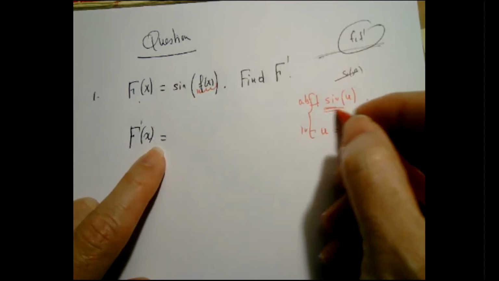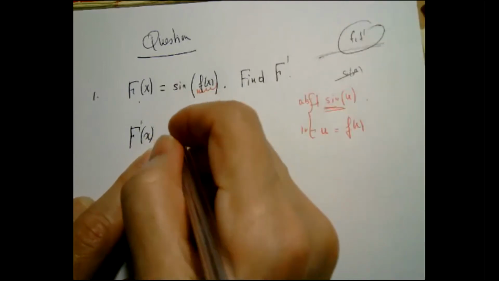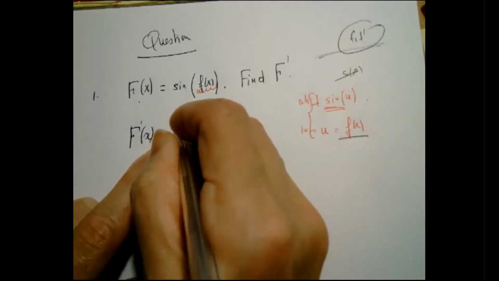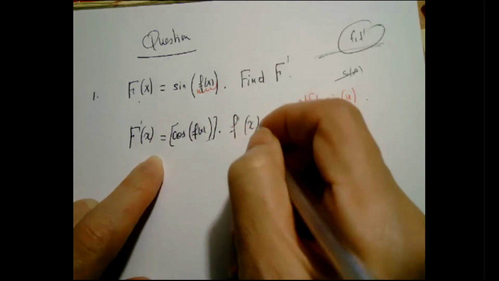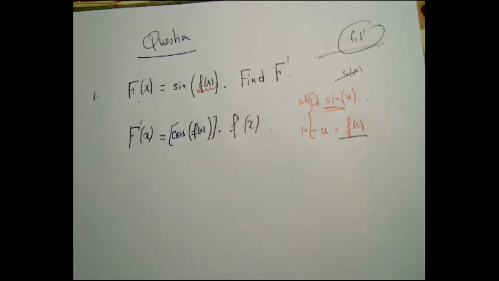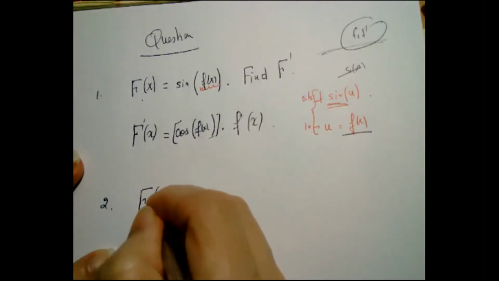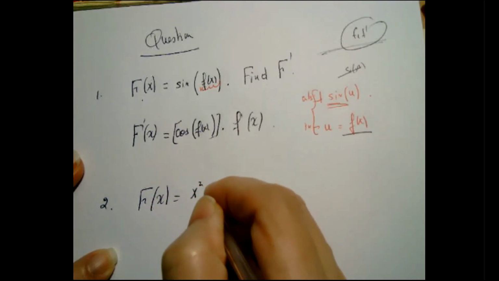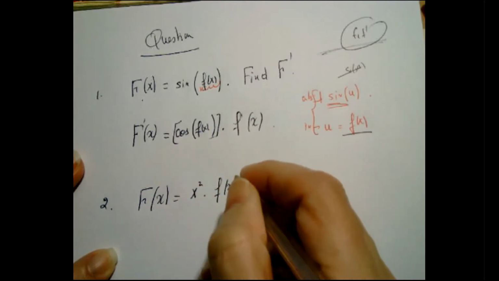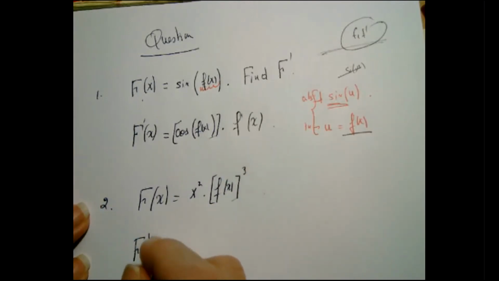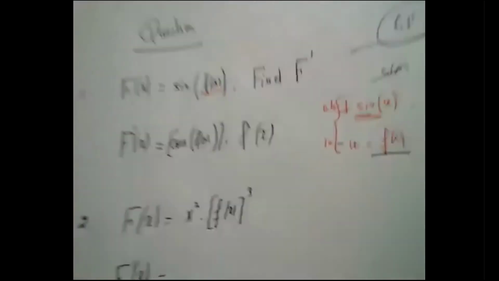So the derivative is going to be the derivative of the outside, which is the cosine, evaluated at the inside, times the derivative of the inside. Okay, so I'm going to give you a few problems along those lines, and then I go back to your questions. So hopefully everything will make more sense. Suppose I give you F of x equal x squared times, for example, f of x to the power 3. My question is find F prime and express your answer in terms of f.